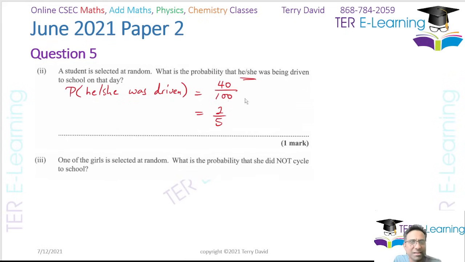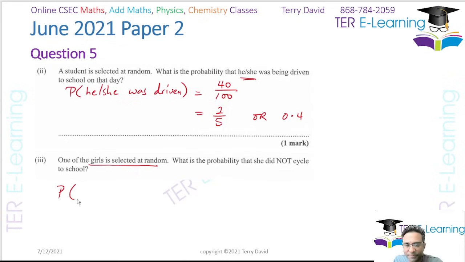So you can write your answer as a fraction, or you can put your answer as a decimal. So you can say 0.4. So this would be my answer, 0.4 or 2/5. The next part here, the third part: one of the girls is selected at random. So they're giving us some kind of condition here. One of the girls is selected. What is the probability that she does not cycle to school?